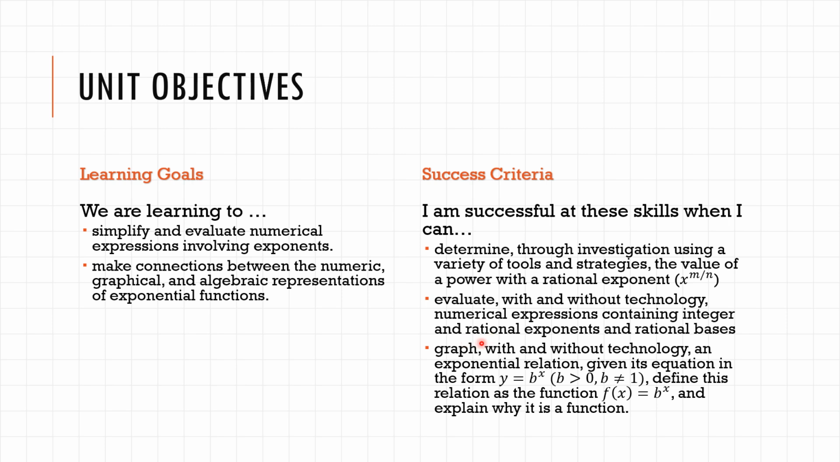You will graph, again, with or without technology, an exponential relation that looks like y equals b to the power of x, as long as b is a positive number, so it's greater than 0, but it's not 1, because 1, we'll see, will just end up being a flat line. You'll define this relation as a function, b to the power of x, and you'll explain why it actually is a function.